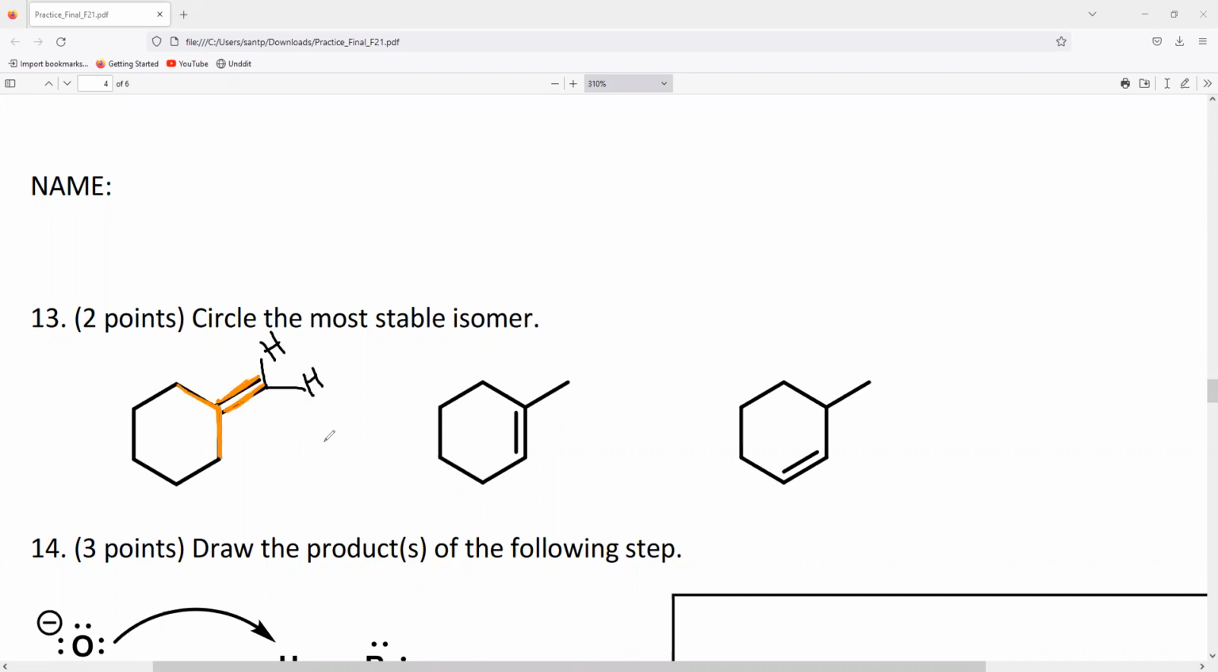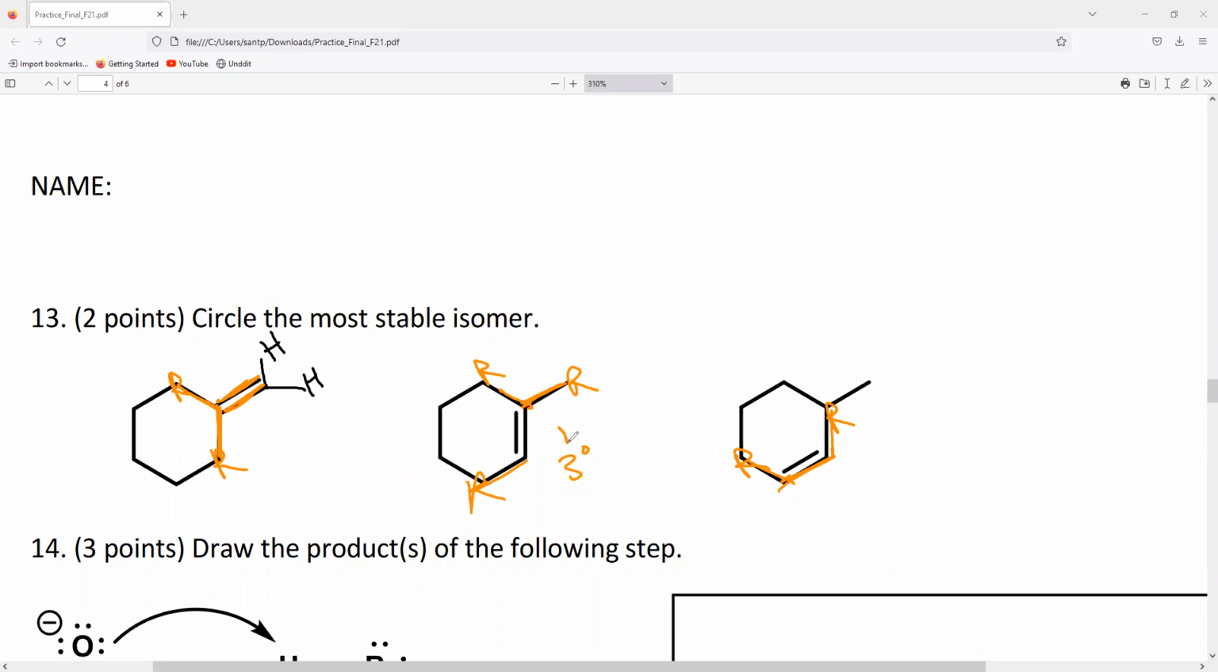So for this one, we have 2 carbon substituents. I'll just randomly call them R. This one has 3. And then this one has 2. So the most stable out of all of these is going to be this guy here, just because it has 3 groups coming out.